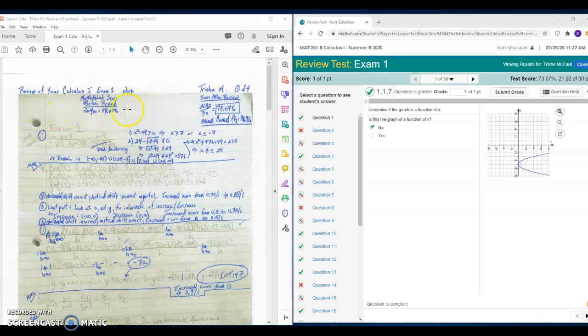And also, I would keep my written feedback here that you can see on the left, on top of the notes that you took during the exam, and this video. So when you're studying for the final exam, hopefully that will help you.